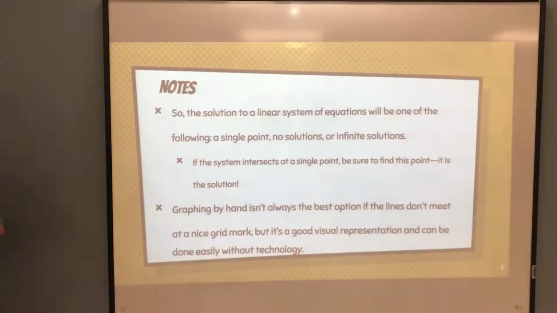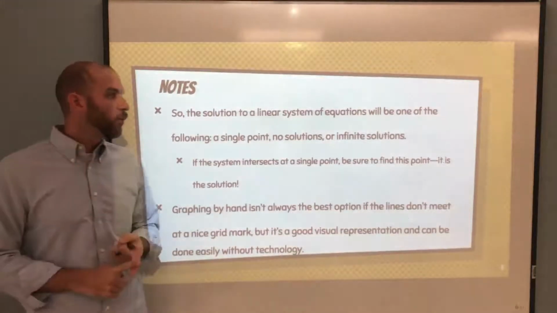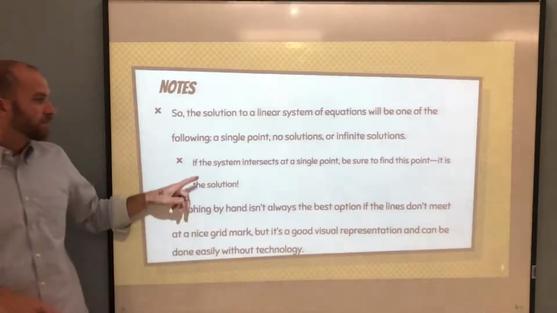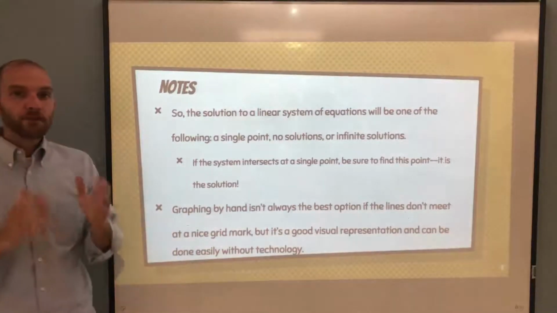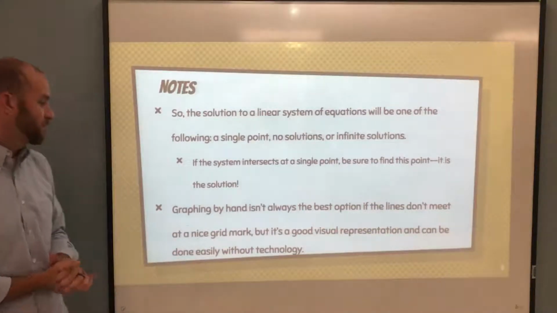So, the solution to a system of linear equations will be one of the following: a single point, no solutions, or infinite solutions along the line. If the system intersects at a single point, be sure to find and label this point. It is the solution that we're after.